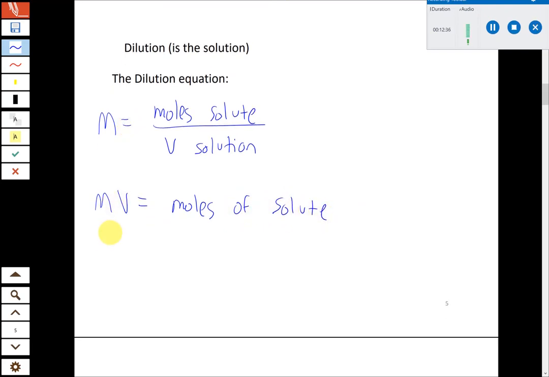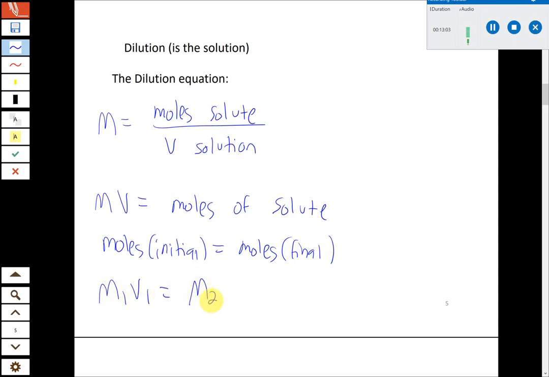And remember that in a dilution situation, the initial number of moles we have before dilution is equal to the number of moles we have at the end, so we're not changing the number of moles. And so then what that means is that this product, molarity times volume, is going to be the same before and after the dilution. And the way that we write that in equation form is that M1V1, the initial molarity times the initial volume of the solution, is equal to M2V2, the final molarity times the final volume after dilution.